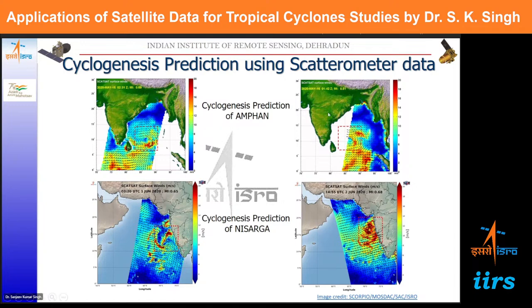is going to develop into the tropical cyclone. These two images show the cyclogenesis prediction of the Nisarga cyclone, which formed over the Arabian Sea. So you can see on 1st June, before the tropical cyclone formation, this matching index was found around 0.65 and 0.68. Because it is greater than the threshold, this low pressure will definitely develop into the tropical cyclone.